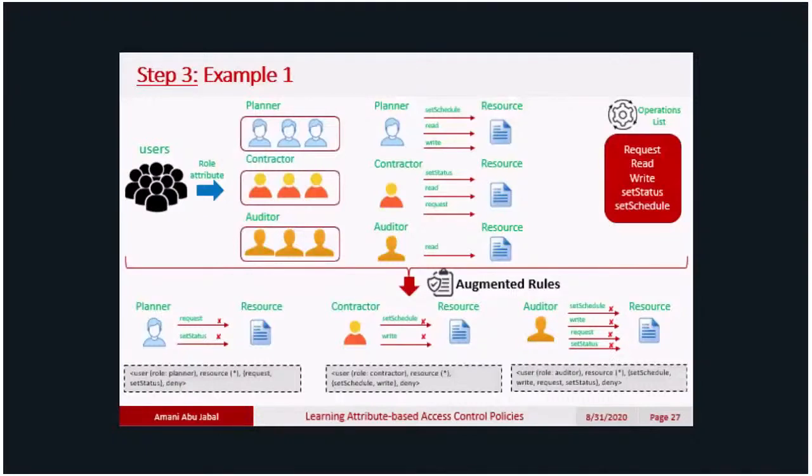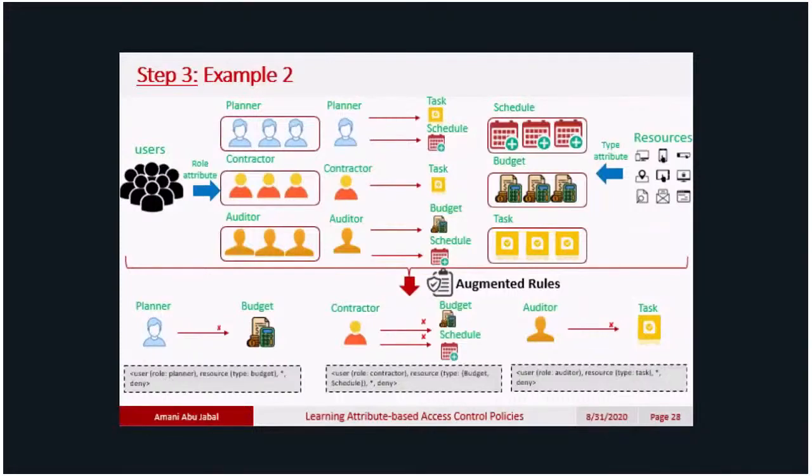For example, here based on the role attribute, we divide the users into 3 groups, and we map those groups to a list of operations that they are allowed to do. And after that, we augment the rules for each user group. We will generate a rule to restrict that group to perform a set of operations. In the second example, instead of only dividing the users, we also divide the resources and do the mapping between each user group and resource group, and based on those groups we generate and augment restriction rules.